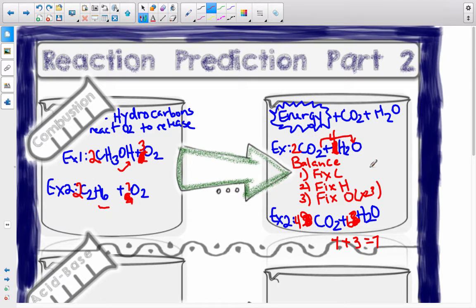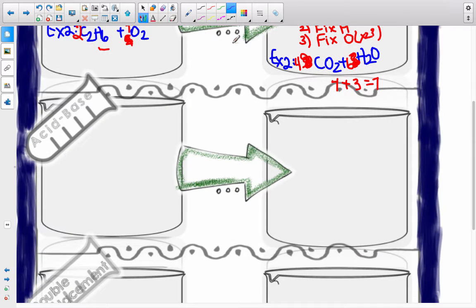Don't overcomplicate the combustion reaction. Just turn it into carbon dioxide and water and balance it. That's all. Now let's take a look at acid-base reactions.